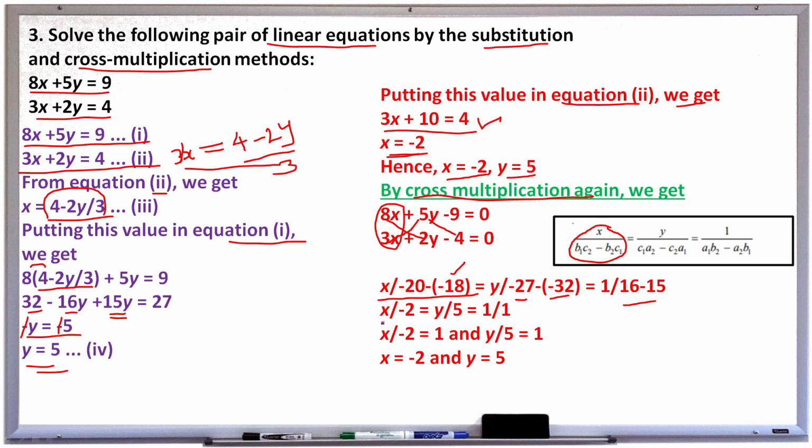By simplifying you will get x by minus 2. If you simplify it will become minus 2. Y by, if you simplify this one you will get 5, and 16 minus 15 is equal to 1. So here x by minus 2 is equal to 1 and y by 5 is equal to 1. So by cross multiplying you will get x is equal to minus 2, y is equal to 5.